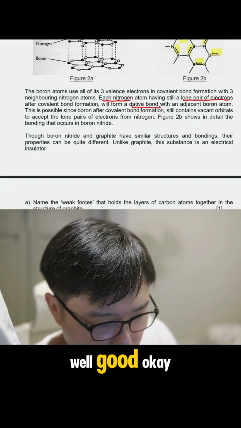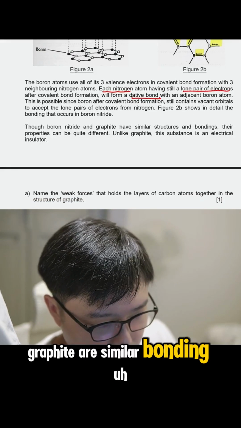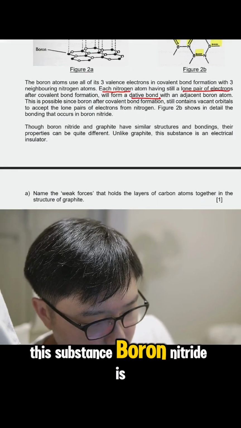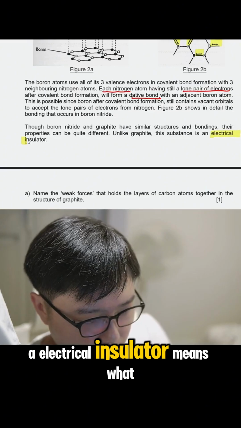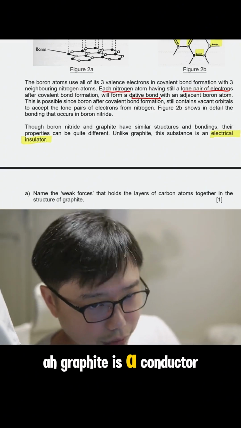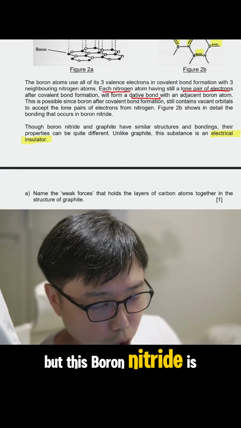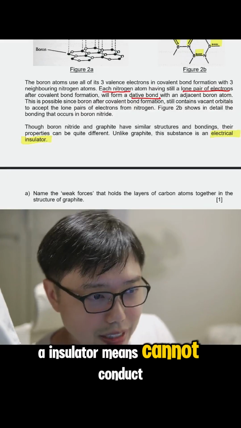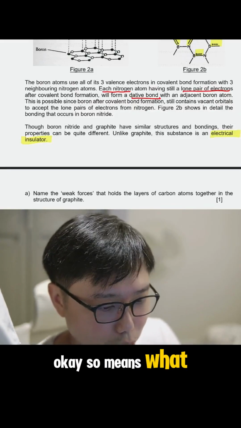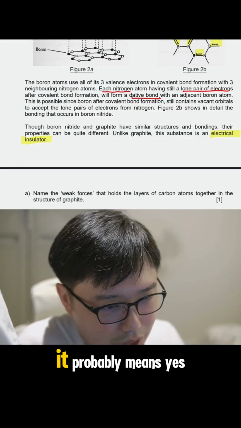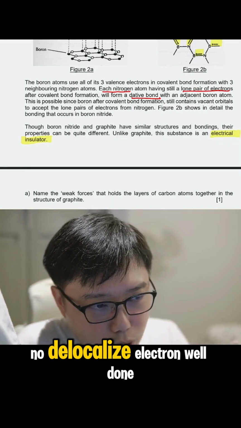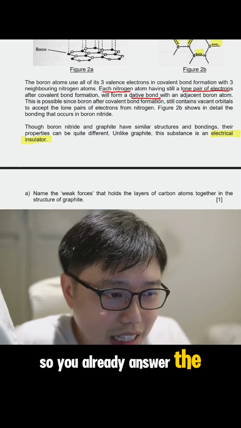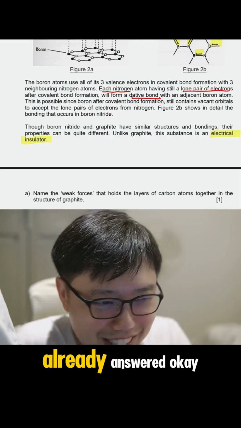Though boron nitride and graphite have similar bonding, boron nitride is an electrical insulator. Graphite is a conductor, but boron nitride is an insulator, meaning it cannot conduct electricity. If something cannot conduct electricity, it probably means, yes, absolutely bang on, no delocalized electrons. Well done. So you already answered the question, before they even ask.